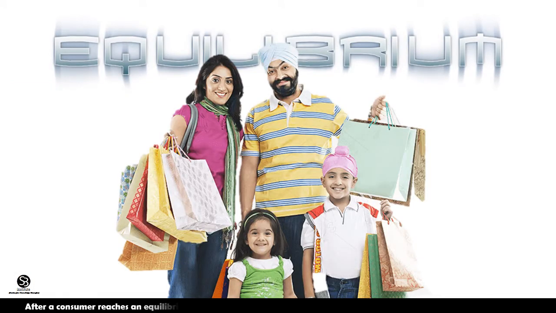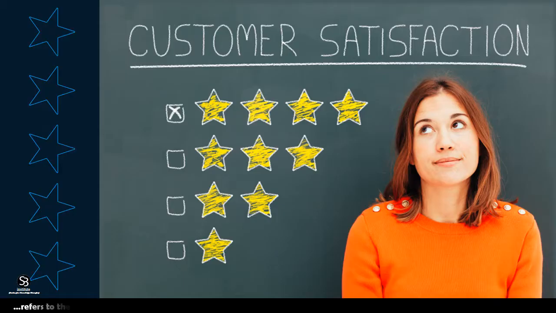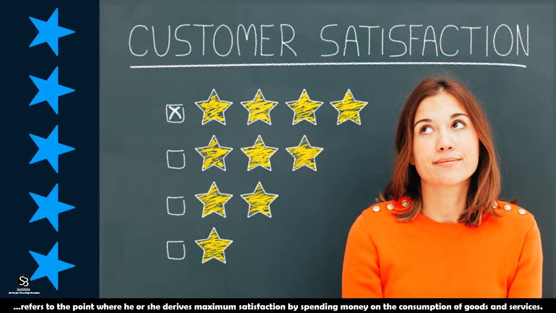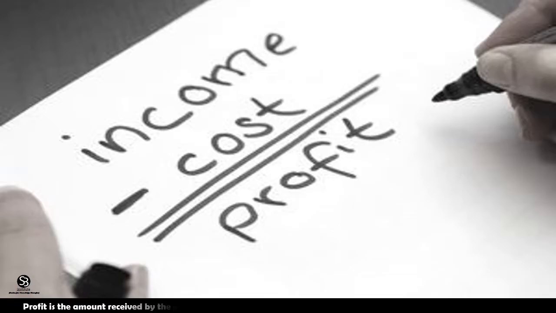After a consumer reaches an equilibrium point, there is no reason for any modification in the quantities of availed product. Consumer's equilibrium refers to the point where he or she derives maximum satisfaction by spending money on the consumption of goods and services. I'm going to tell you all an example.